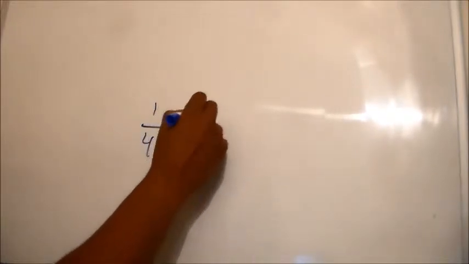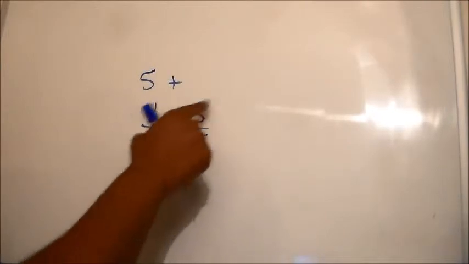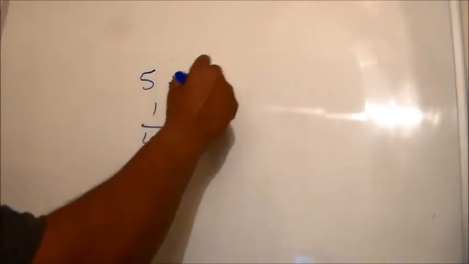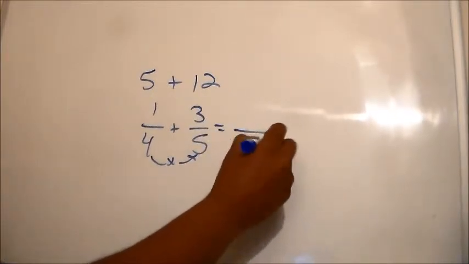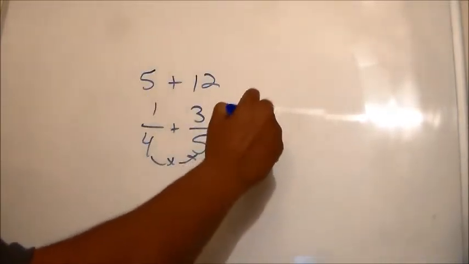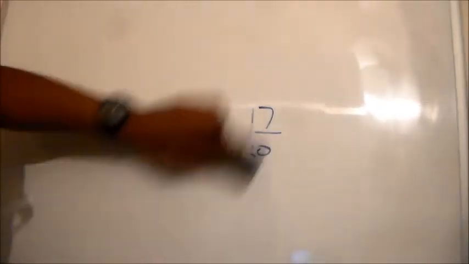1/4 plus 3/5. 5 times 1 is 5. 4 times 3 is 12. And then 4 times 5, 20. 5 plus 12 is 17. 17 over 20. Can't be reduced anymore.